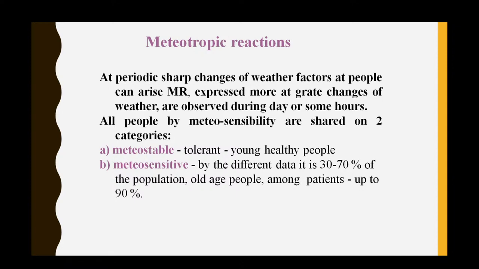All people by meteo sensibility are divided into two categories, two groups, meteo stable and meteo sensitive. Meteo stable, or tolerant, are usually young, healthy people. And meteo sensitive, by different data, are 30-70% of the whole population. Usually old age people and patients. Among patients, up to 90% are meteo sensitive, and children are also meteo sensitive.